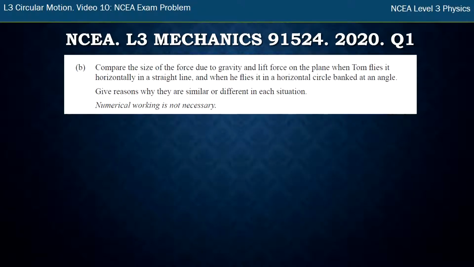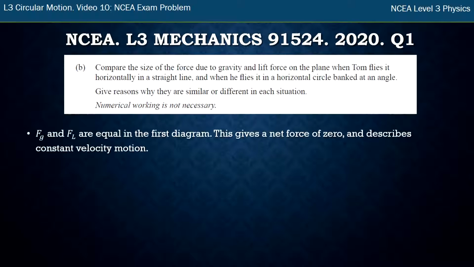Alright, so here is the next question. Compare the size of the force due to gravity and the lift force on the plane when Tom flies it horizontally in a straight line and when he flies it in a horizontal circle banked at an angle. Give reasons why they are similar or different. Numerical working is not necessary. But I would say before you start, even though it says compare, use as many diagrams as you can. A picture's worth 1,000 words.